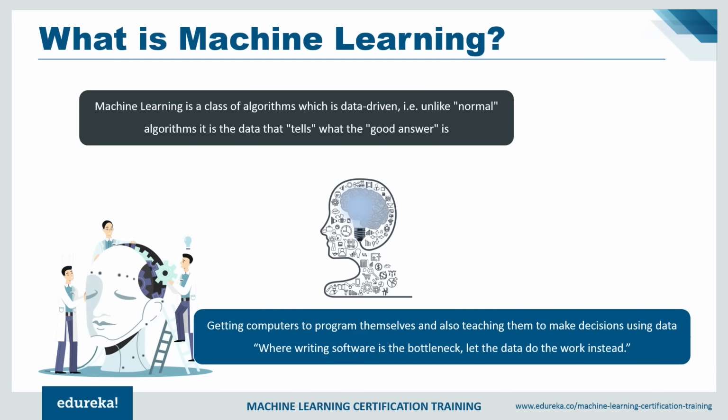Machine learning is an application of artificial intelligence that provides systems the ability to automatically learn and improve from experience without being explicitly programmed. Now, it is about getting computers to program themselves and teaching them to make decisions using data, where writing software is a bottleneck, so let the data do the work instead. Machine learning is a class of algorithms which is data driven. That is, unlike normal algorithms, it is the data that tells what the good answer is.